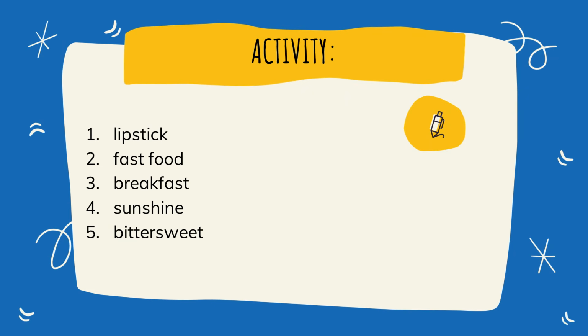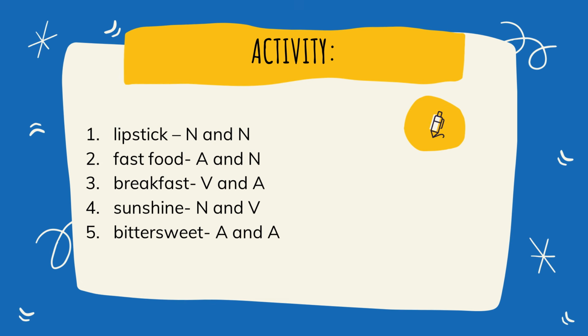This time, I have 5 words here, compound words to be specific. Can you determine the structure of these words? What kind of combination did we do in order to come up with these compound words? Okay, let's see. In lipstick, we have a combination of noun and noun, lip and stick.